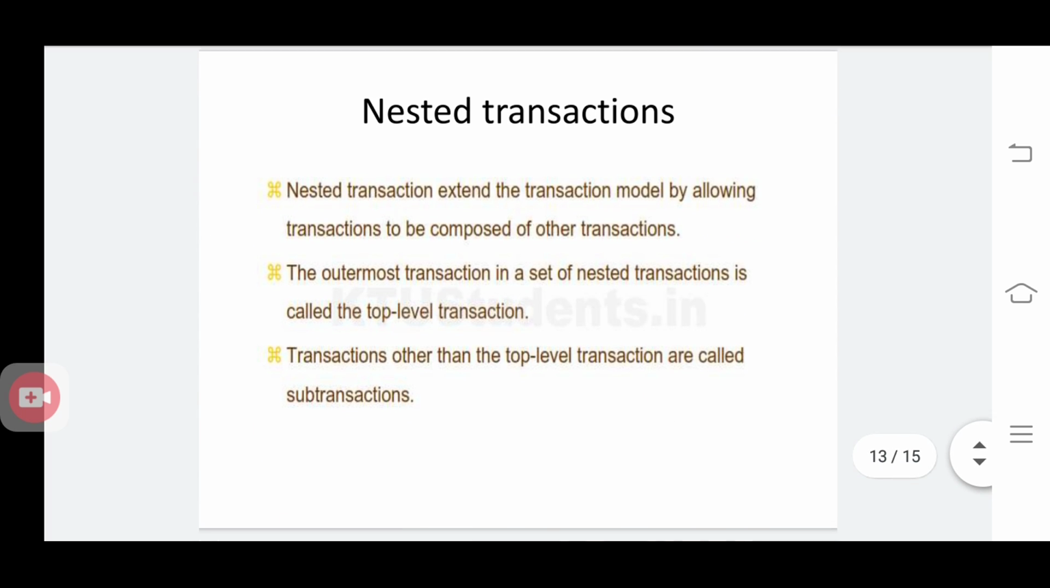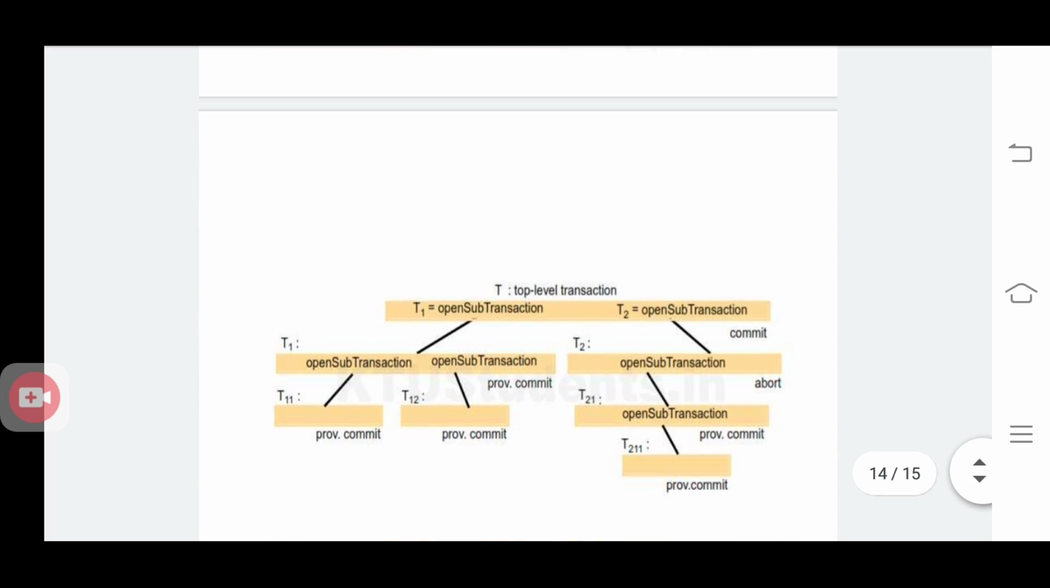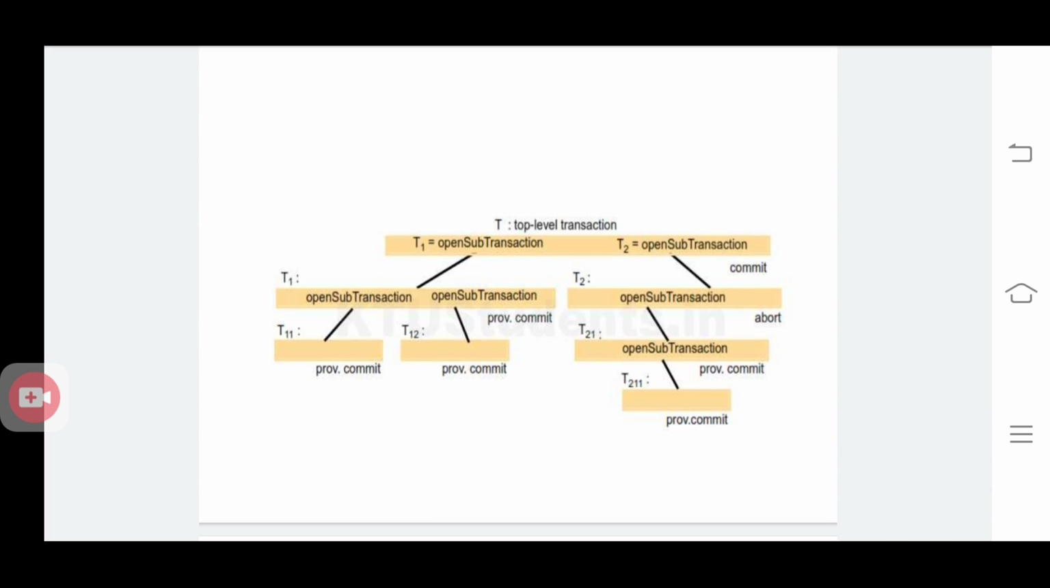Next one, we have nested transactions. A nested transaction is actually a composite of some transactions, that is, transactions composed of some other transactions. The outermost or top level transaction is there, and a number of sub transactions are there. You can see in this figure, T is a top level transaction. From that you can get a number of sub transactions like T1, T2. From T1 we can get other sub transactions. These are examples of a nested transaction.